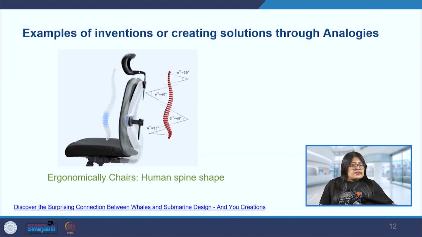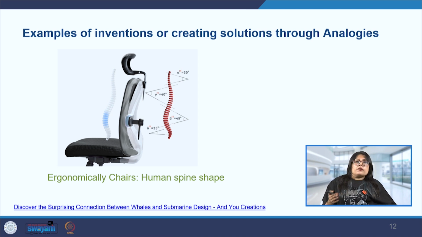Now this is an example of the ergonomic chair and how chairs are being constantly redesigned, because human comfort is really imperative, whether it is somebody who works in an office or a student or anybody who uses a chair for any work that they are doing.